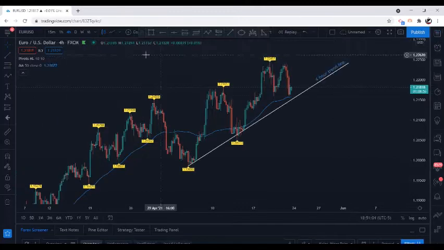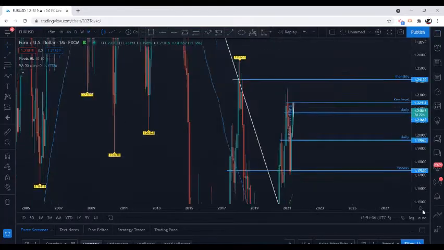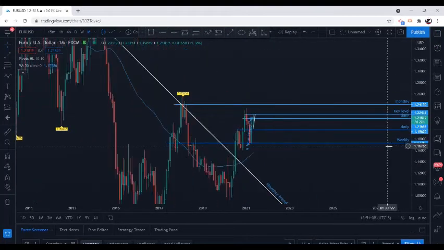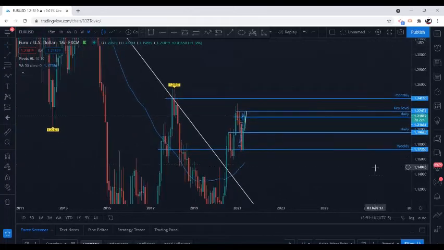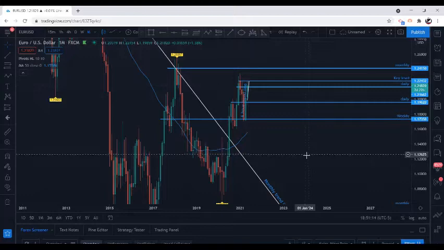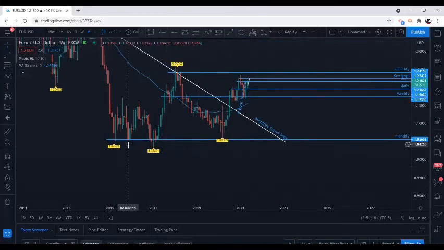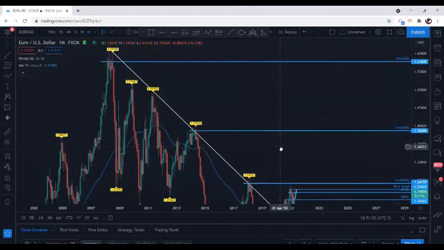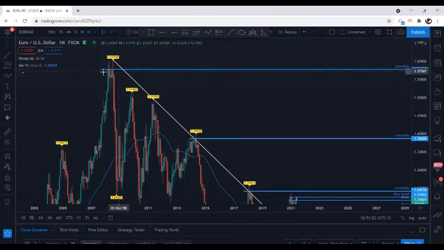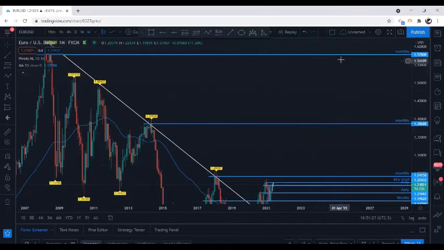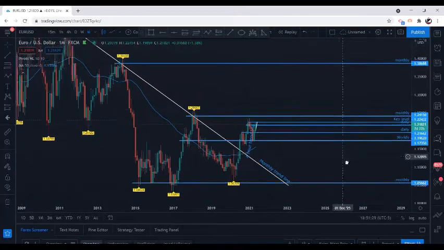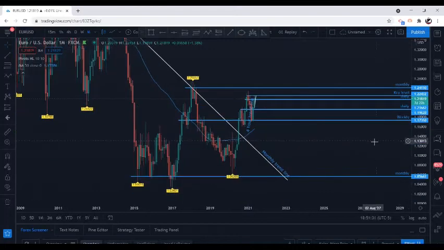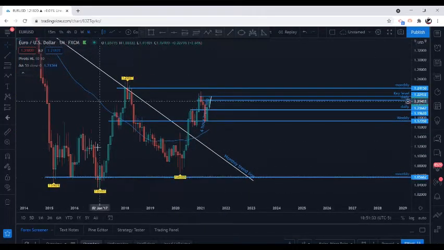For EU now, on my monthly chart, I took into consideration this high, this low, and this high up here. I also took into consideration this high. However, price is not going to reach any of these levels anytime soon, so we can just look at current price action right here.